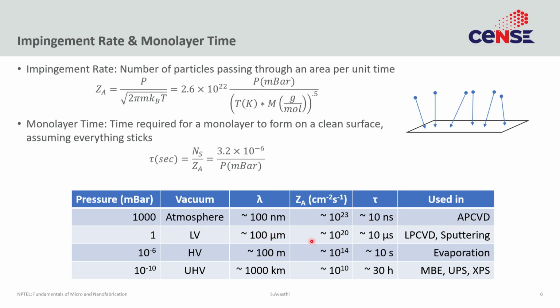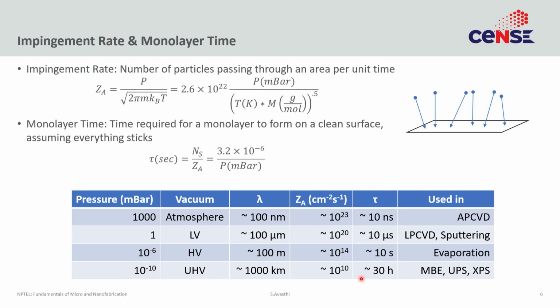So that's what happens under APCVD conditions. When you get to LPCVD, the impingement rate reduces and the time to a monolayer is now 10 microseconds, but still fairly short. At least compared to the time of deposition, this is very small. But once you get to 10^-6 regimes, the impingement rate is only 10 to the power 14, which means it takes 10 seconds to form a monolayer. Now we are getting into regions where it takes some amount of time to form a monolayer. And if you go even further, to ultra high vacuum, 10^-10, the time to monolayer is 30 hours. And this is the reason why you actually need ultra high vacuum to do characterization.